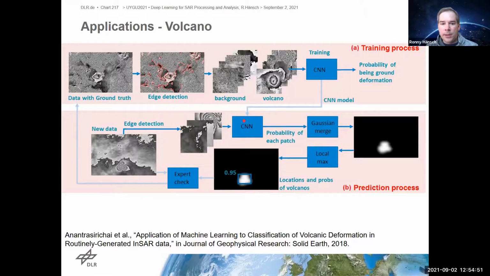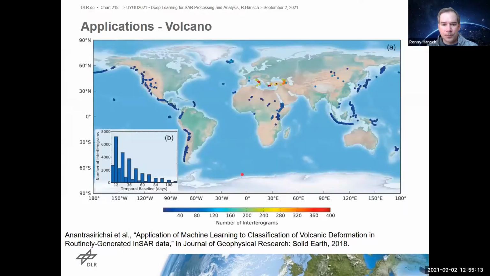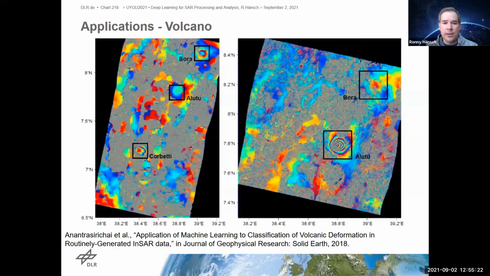And then they could use this trained neural network on new data, where they basically did the same thing. They have this interferogram, they do an edge detection, cut out the corresponding potential candidates, and then have a ConvNet deciding whether those candidates show an actual deformation or not. And then a couple of post-processing steps show where the deformation is going on. They collected a really big data set of interferograms from volcanoes from all over the Earth. So again, a very large data set.